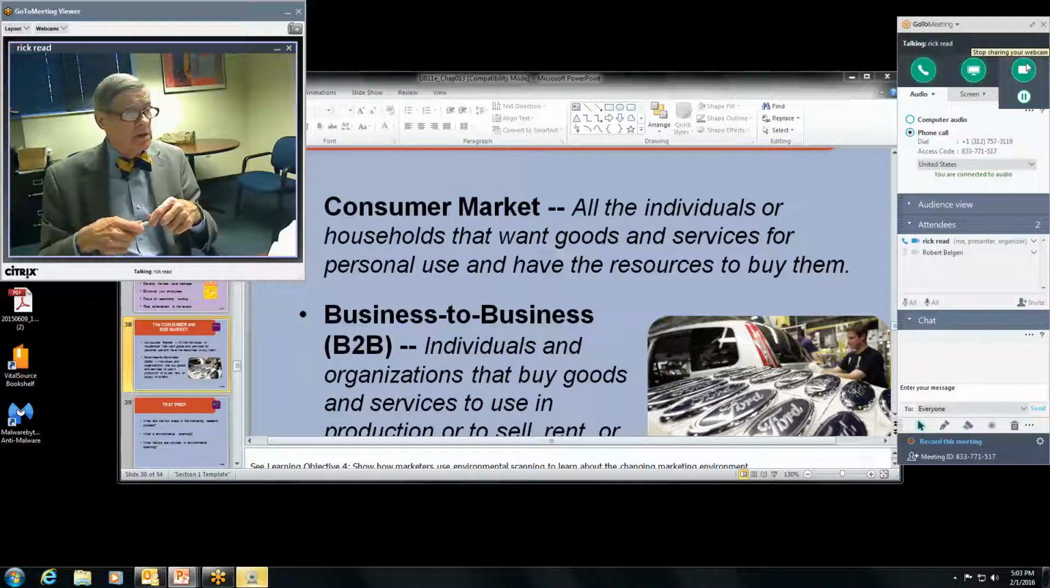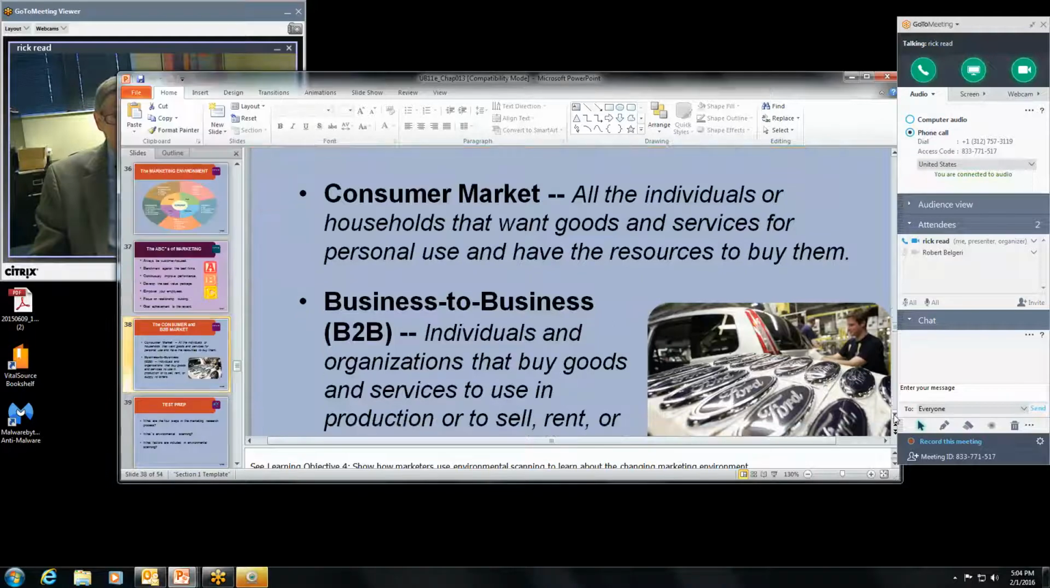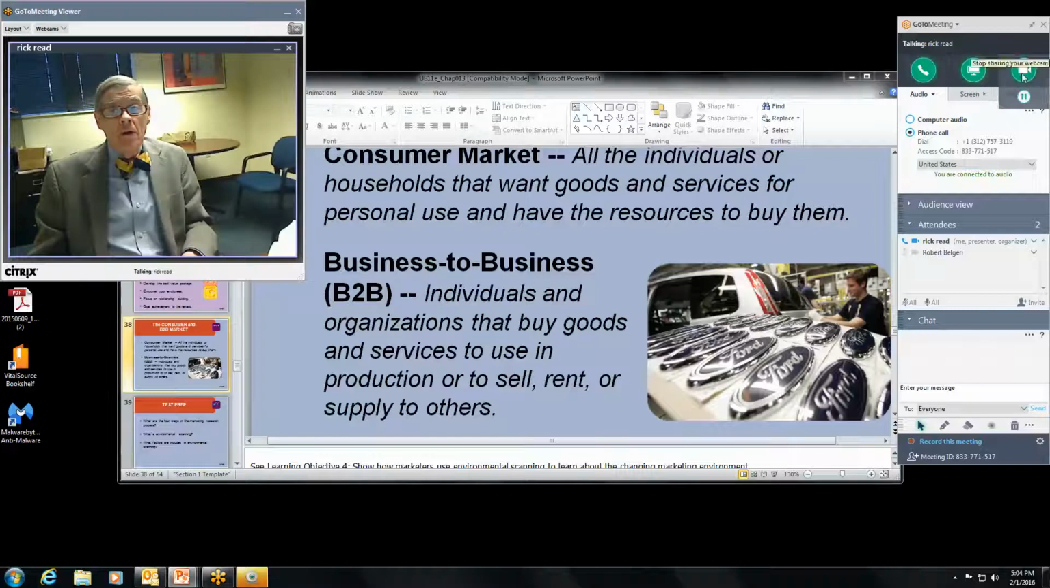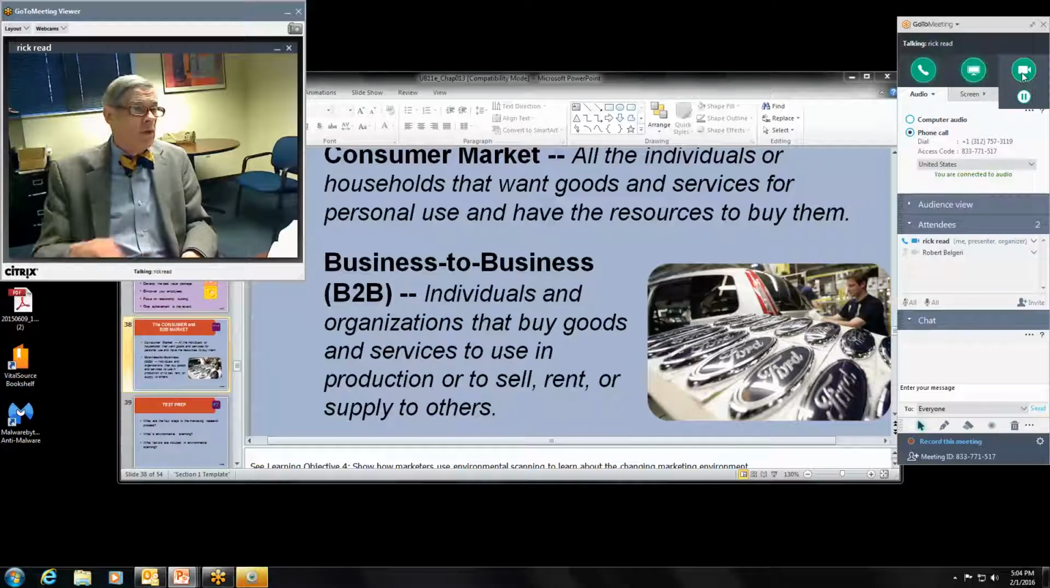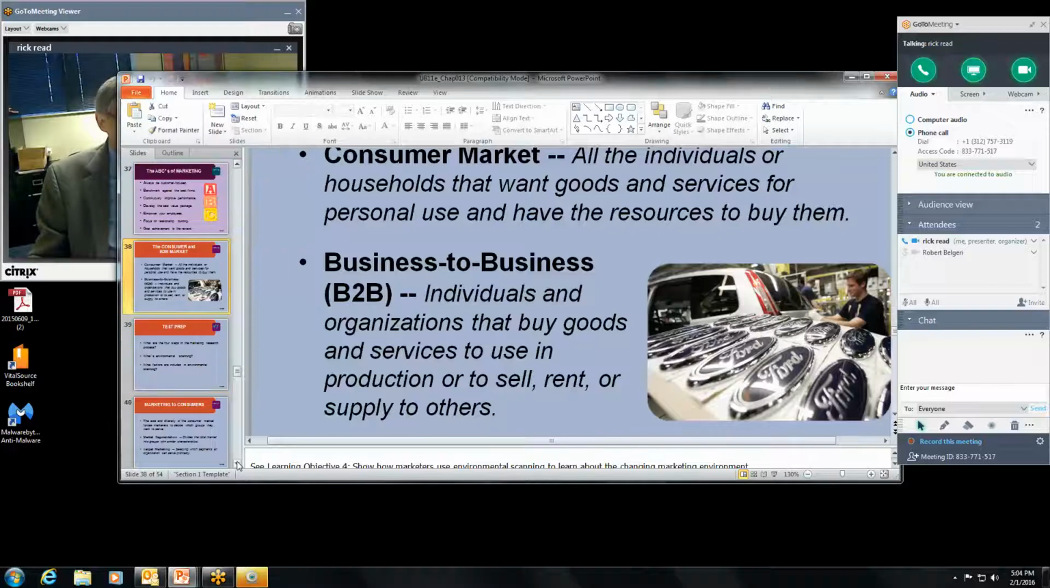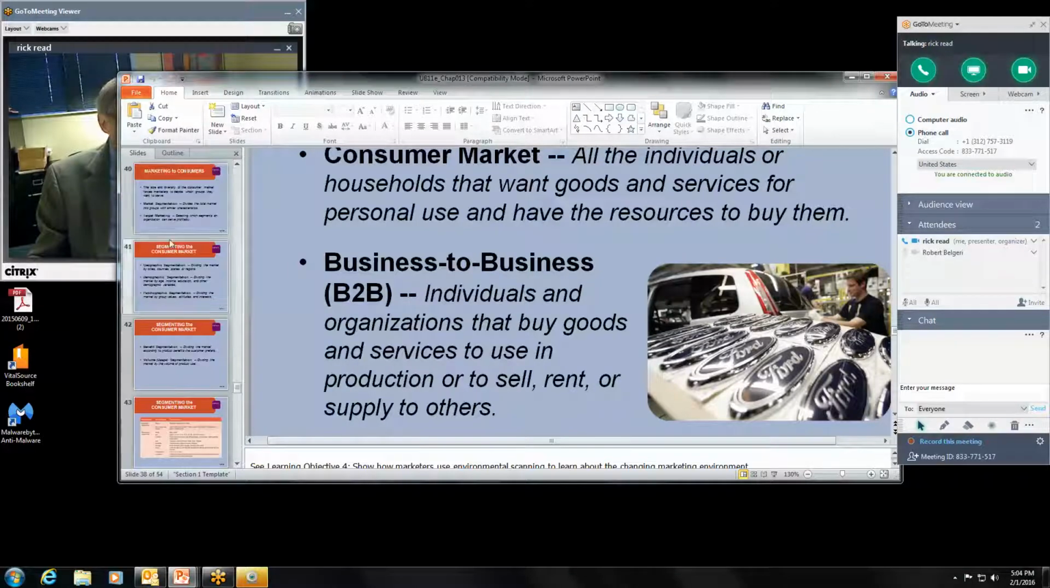Business to business, on the other hand, is made up of organizations and institutions and things like that, that in some cases, pardon me, will buy product and then use that product and resell that product like a wholesaler will, or they may use it for their own business, etc. So notice down here, use in production or to sell, rent, or supply to others. So that market is much different than the consumer market, and we will get to the differentiation between those two in not too long a period of time.